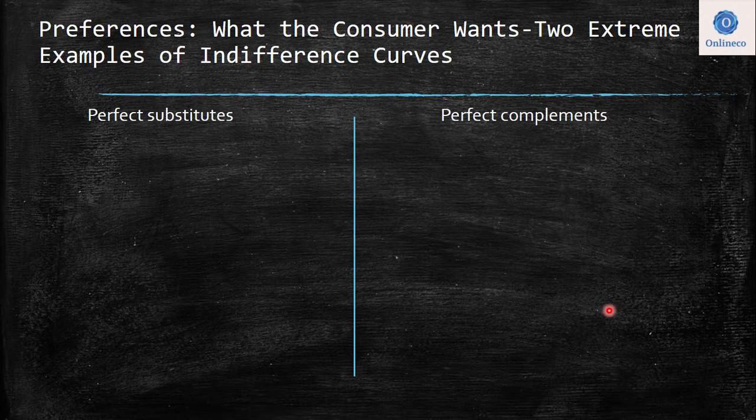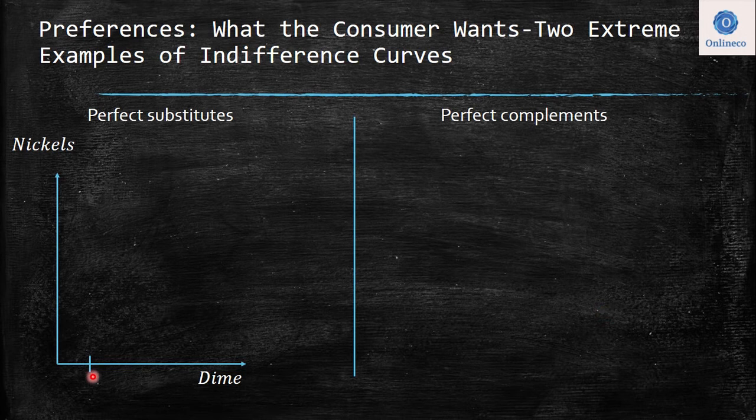The perfect substitutes will be represented in this way. This is nickel and dime. So here is the extreme. 1 dime is exactly equal to 2 nickels, because 2 nickels are 5 cents each and this is 10 cents. So the point 0,2 is exactly indifferent to 1,0 because both are the same.